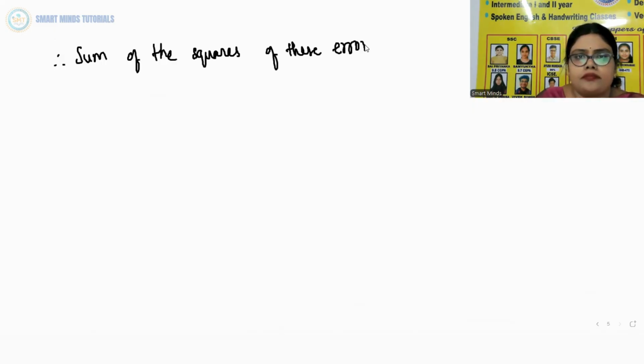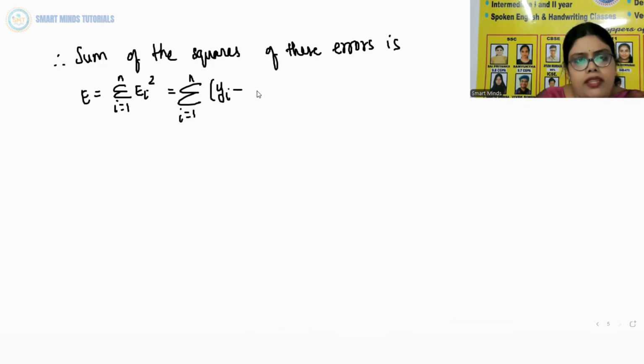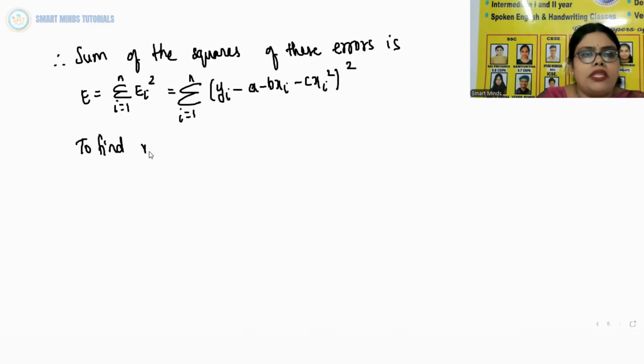So therefore, the sum of the squares of these errors is E is equal to sigma i is equal to 1 to n Ei square. That is equal to sigma i is equal to 1 to n (yi minus a minus b xi minus c xi square) whole square.